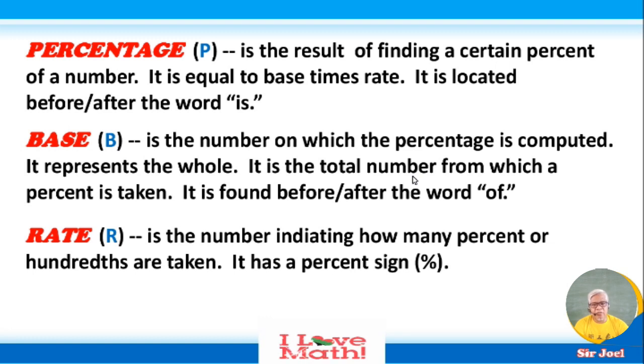Next, we have base or B is the number on which the percentage is computed. It represents the whole. It is the total number from which a percent is taken. It is found before or after the word of. So kanina, percentage is before or after the word is. This time, base can be found before or after the word of.